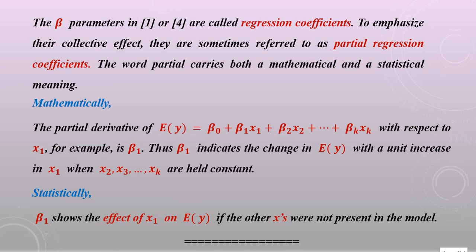And statistically, beta 1 shows the effect of x1 on expectation of y if the other x's were not present in the model. Similarly, we can interpret beta 2, beta 3 up to beta k statistically.